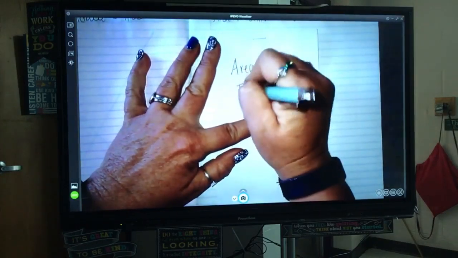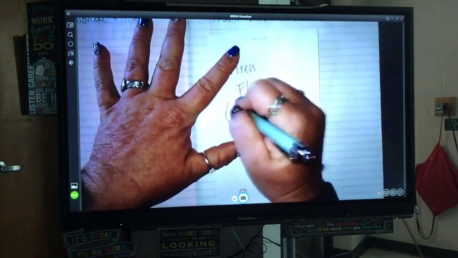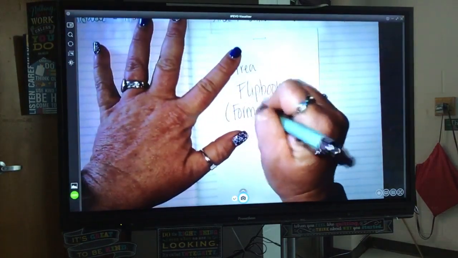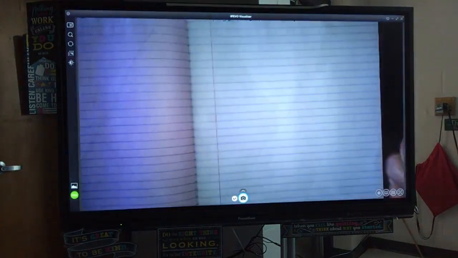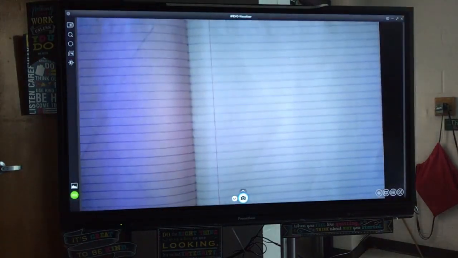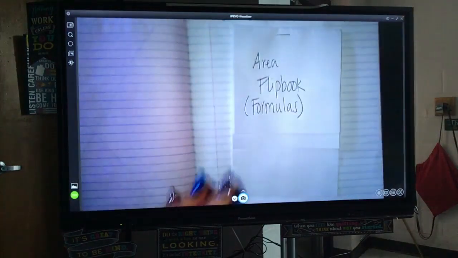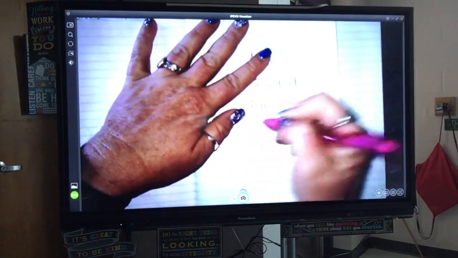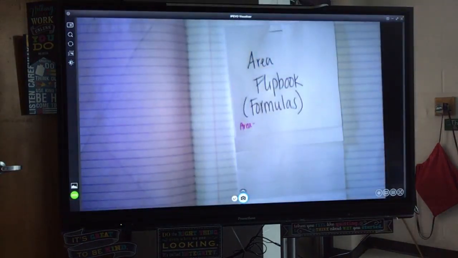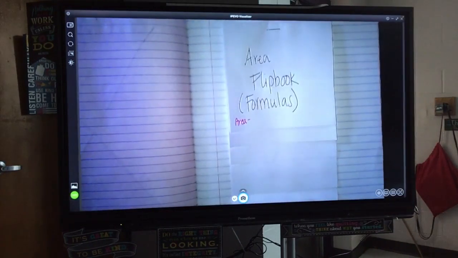You need to title this Area Flip-Up Formulas. I'm writing on the part where you can flip the pages up. Then right underneath that in your color, someone please raise your hand and tell me what the word area actually means. If you need to move closer, you can, so that you can see this.